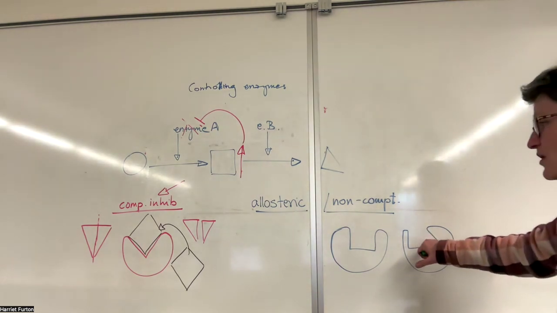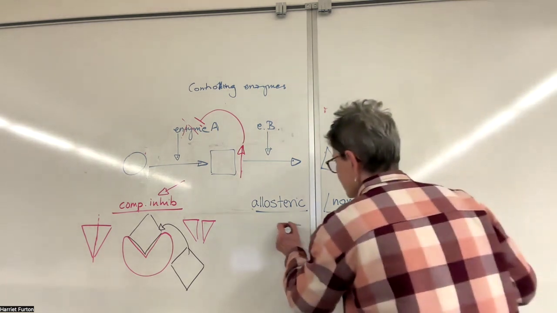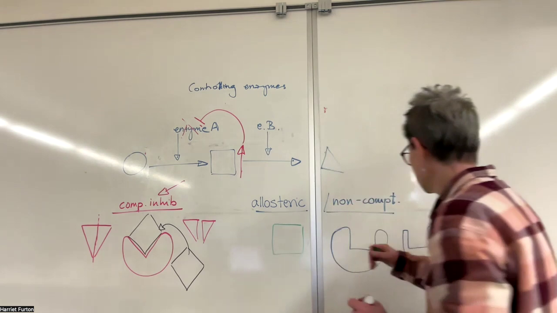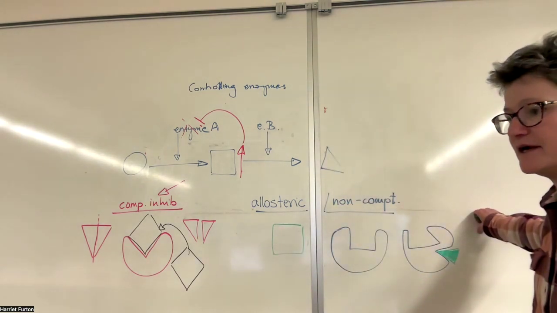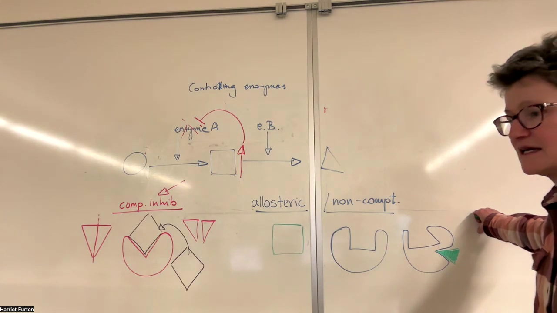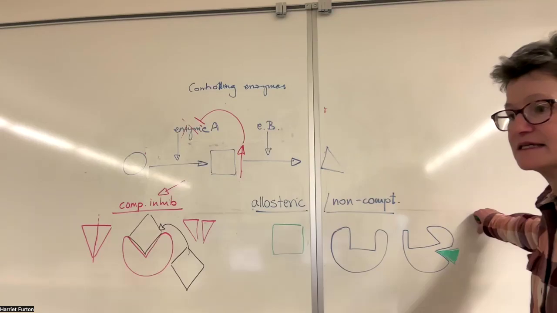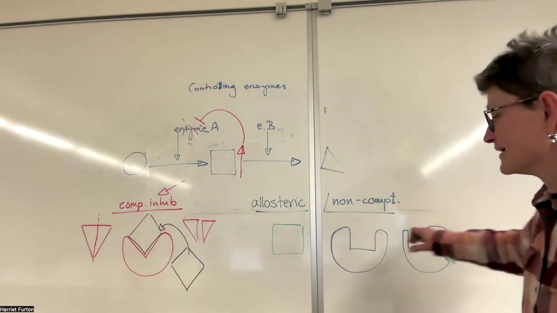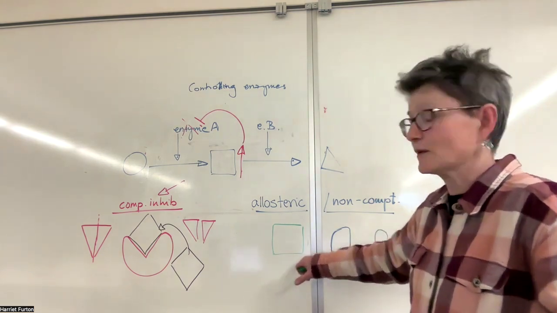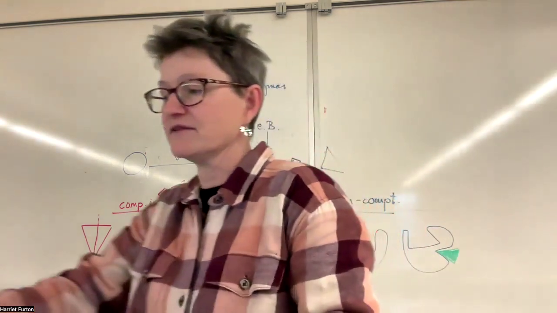So no matter what, I increase the substrate material, the squares, this will stay in here. This type of inhibition is independent from the substrate level. No matter how much I increase the squares, it will not increase the rate of reaction.